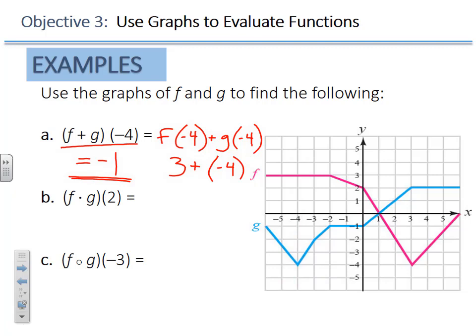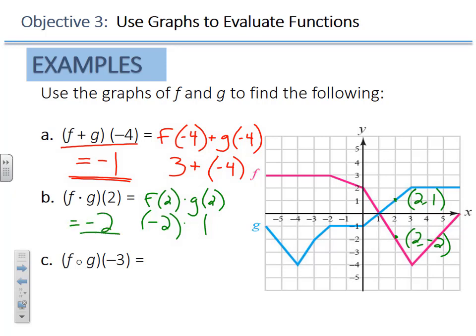Okay, f times g of 2, that's going to be equal to f of 2 times g of 2. So we can go to our graph. F of 2 is the f function evaluated at 2. That's right down here. Apparently that point is 2, negative 2. So our output of f of 2 is negative 2. And we want to multiply that by g of 2. The g function evaluated at 2, right there, looks like an input of 2 yields an output of 1. So g of 2 is 1. Therefore, f times g of 2 is negative 2 times 1, or negative 2.